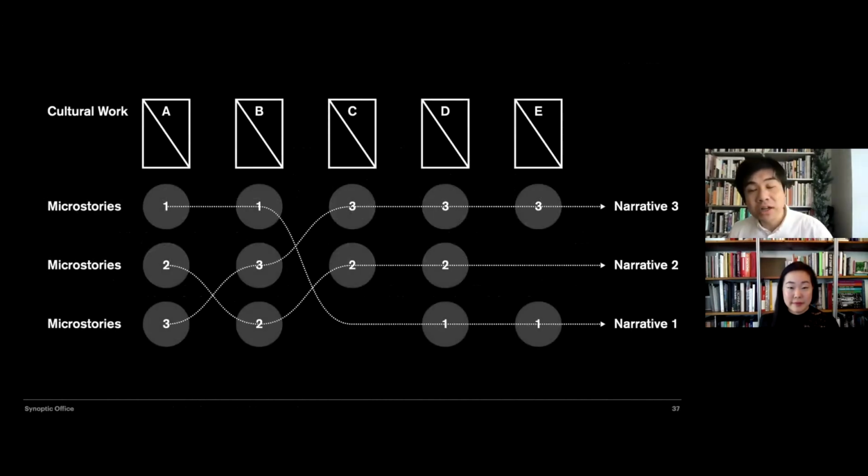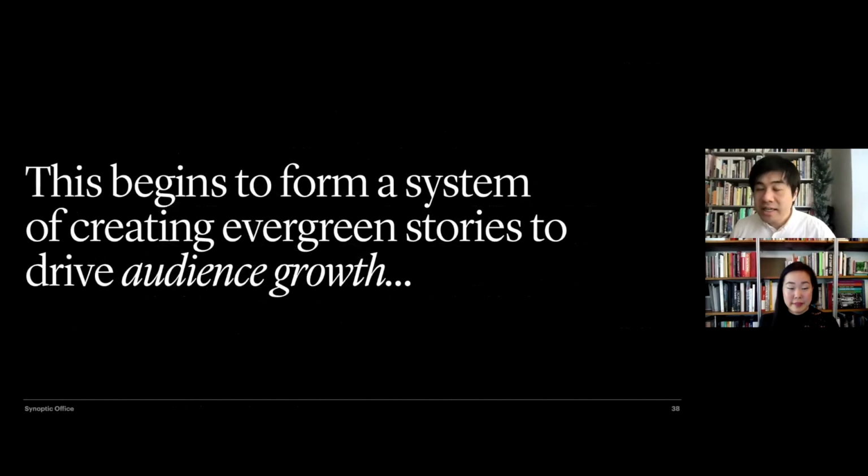Now, what makes this particularly interesting is that you begin to imagine all these microstories strung together. They begin to form larger narratives, and that's the basis of this idea of evergreen content. When we think about this on a holistic level and over time, it allows us to create a physical system that can drive audience growth.